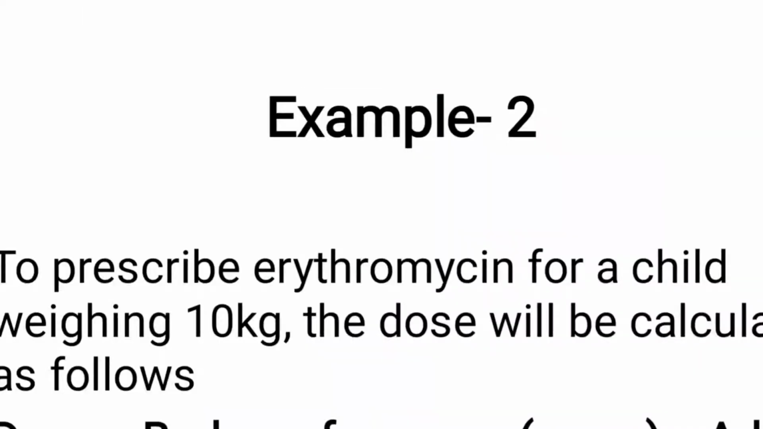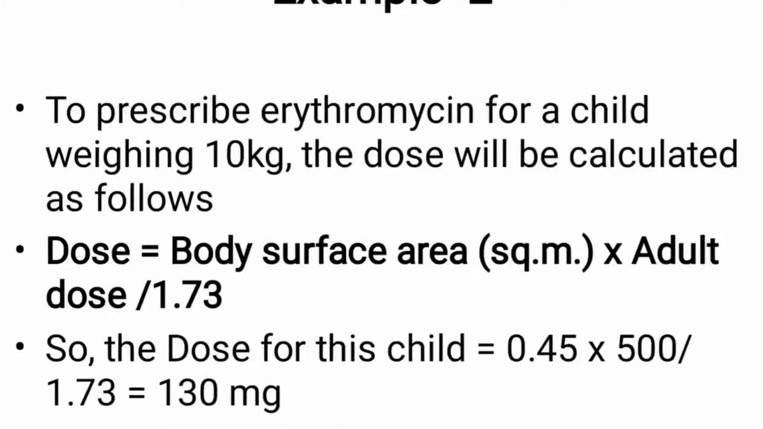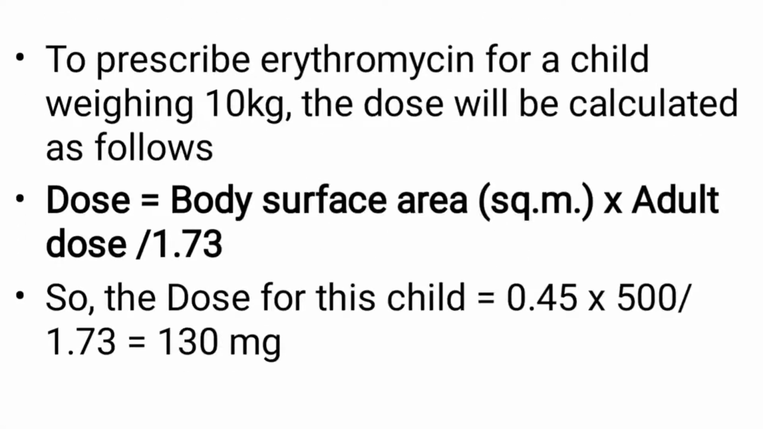So guys, in example 2 we have another sum: to prescribe erythromycin for a child weighing 10 kg, the dose will be calculated as follows. So how will we find this dose? As we know the formula, dose is equal to body surface area in square meters into the adult dose divided by 1.73. So the dose for this child will be 0.45 into 500 divided by 1.73.